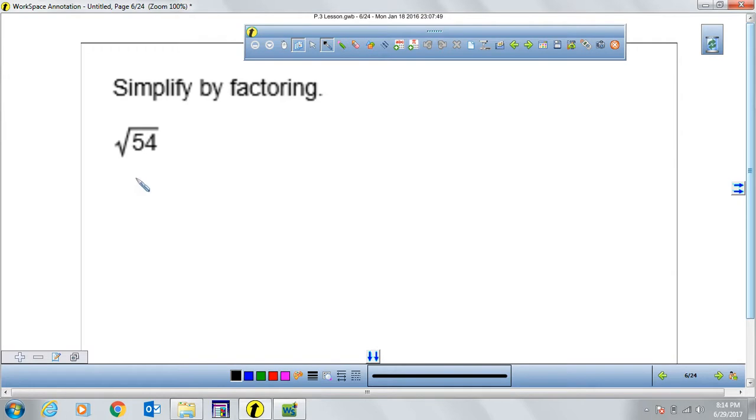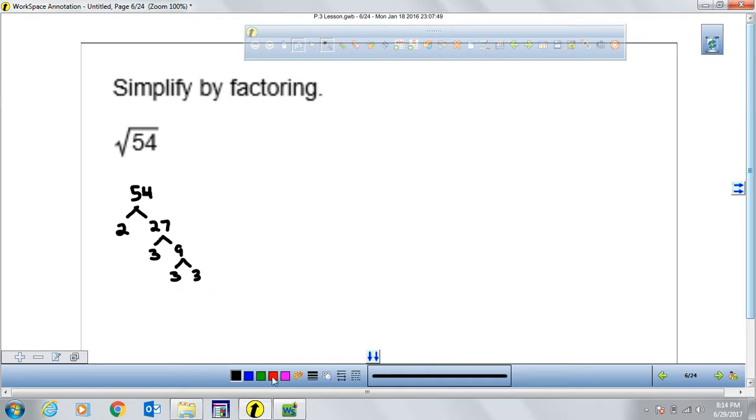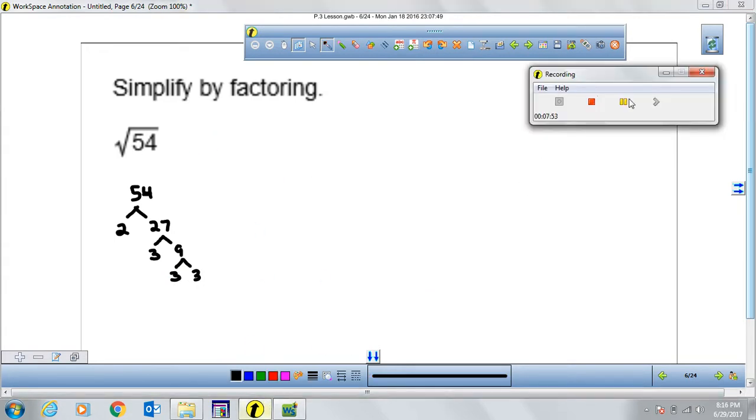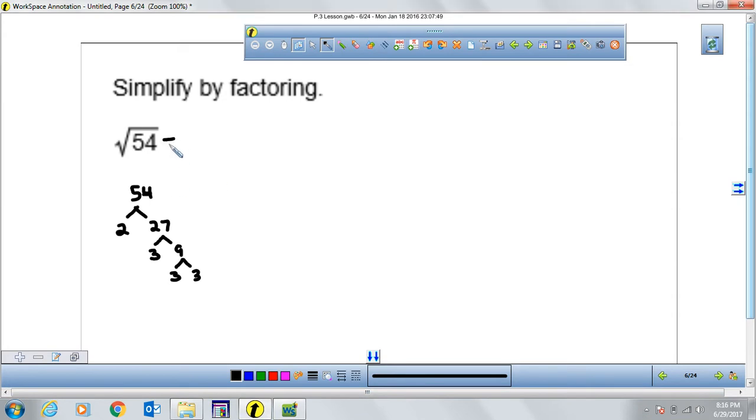So this is what we would do using the factor tree. We're going to say 54. We can break it down into 2 times 27. Then 27 can be broken down into 3 times 9. And 9 can be broken down into 3 times 3. So you see that there is a pair of 3's right here in this expression. Now the square root of 54 is going to be the same as the square root of 2 times 3 times 3 times 3.